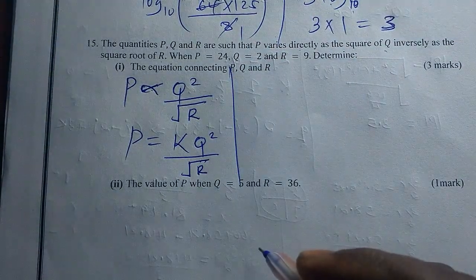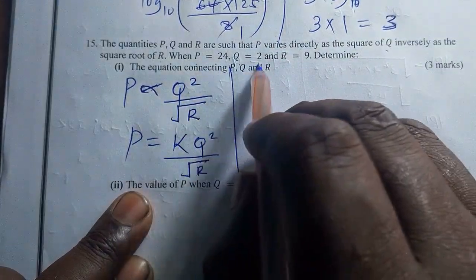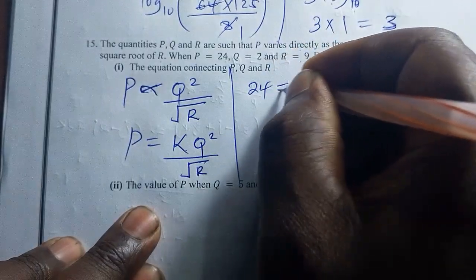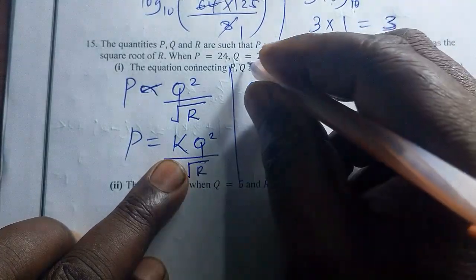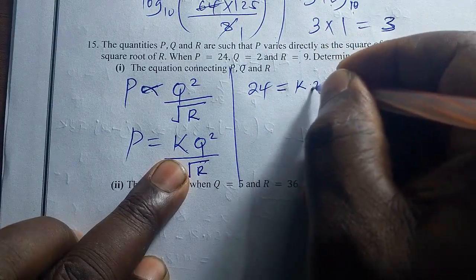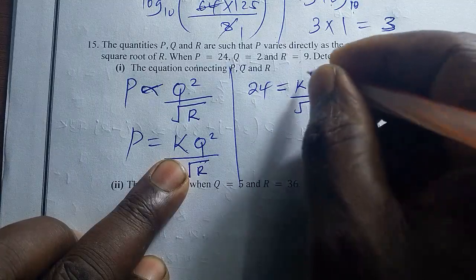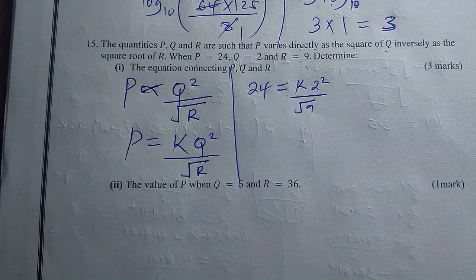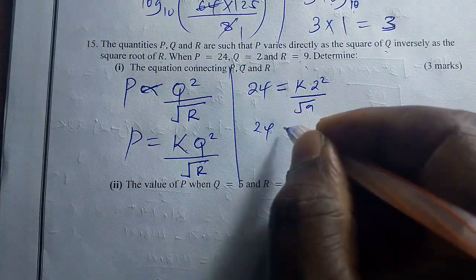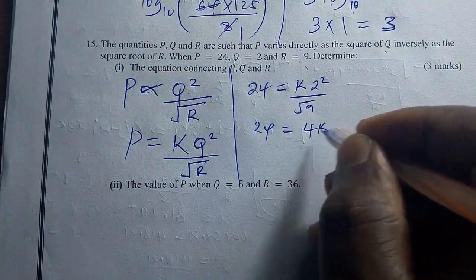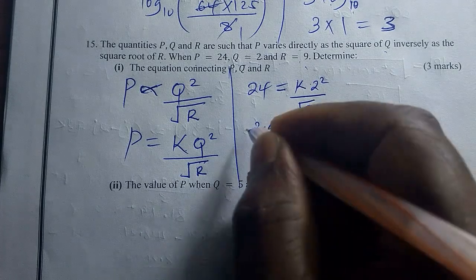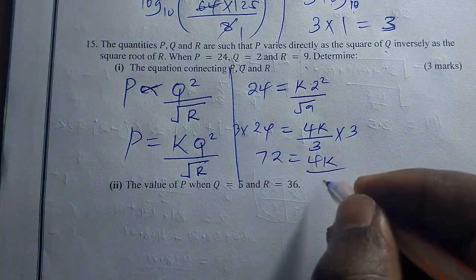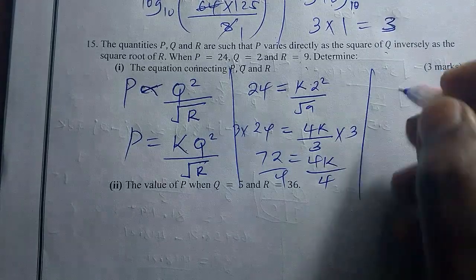So when P is 24, Q is 2, R is 9. Now we can get the value of K. 24 is equal to K times Q squared, that is 2 squared, over the square root of 9. So 24 is equal to 4K over 3. Multiplying by 3, 72 is equal to 4K, divided by 4 on both sides. It means that K is equal to 18.